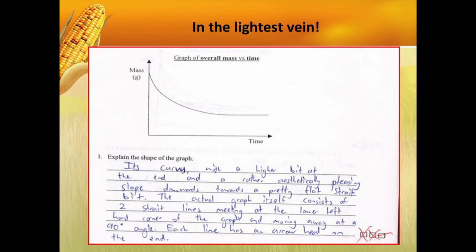So this is familiar to you. This is a variation of mass with time, it is exponentially decaying. This boy does not know anything about it. Many times people do that. Then he starts explaining: it curves with a higher bit at the end and a rather aesthetically pleasing slope towards a pretty flat straight bit. The actual graph itself consists of 2 straight lines meeting at the lower left, and so on. That means he does not know anything about this curve. This is basically a y equal to a into e to the power of minus bx kind of curve. So it is an exponentially decaying curve, like cooling of a first order system.